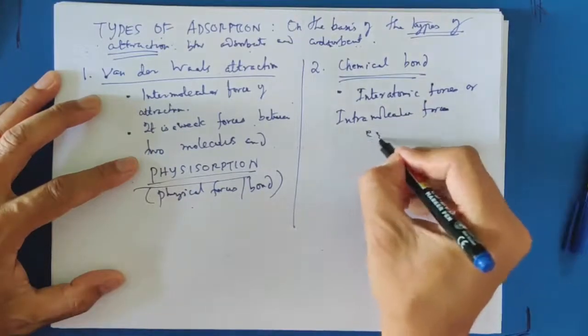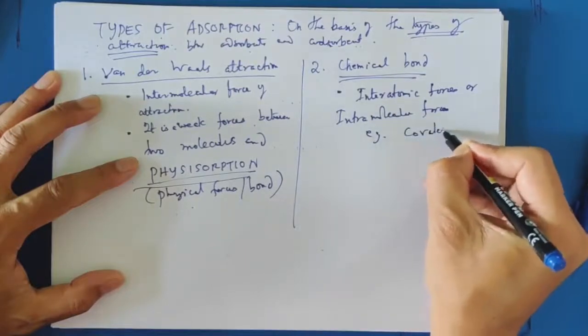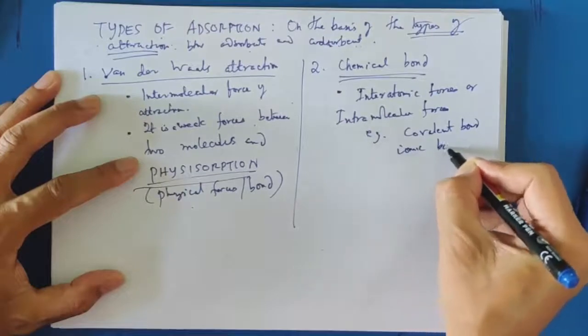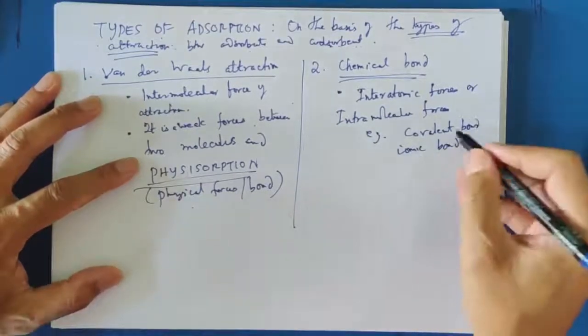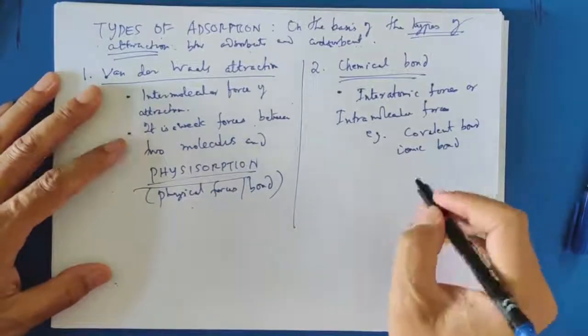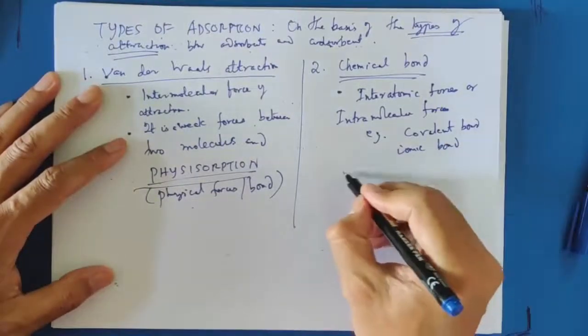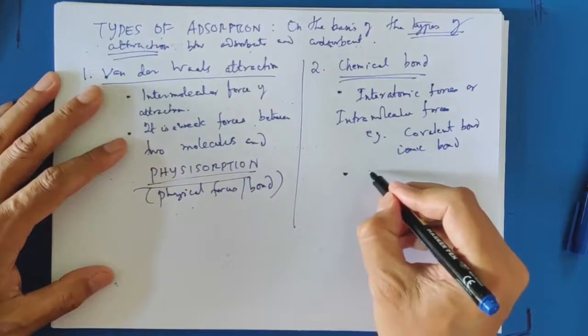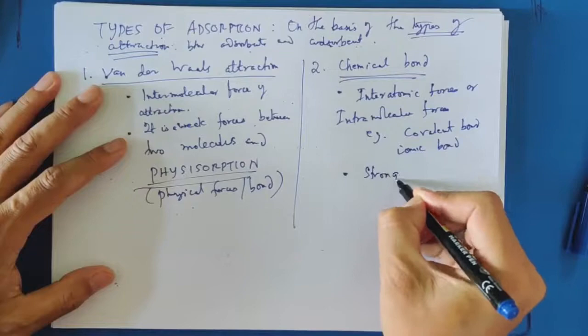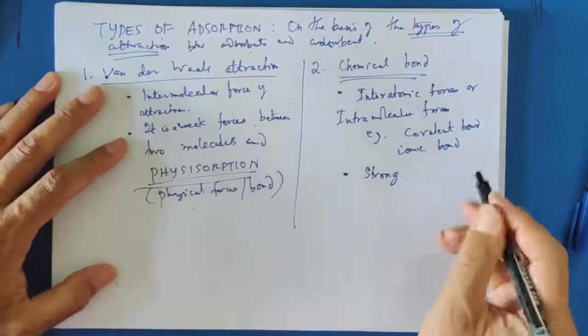For example, covalent bond and ionic bond are very strong bonds, unlike van der Waals forces. That is why, due to chemical bond, this type of attraction is very strong.